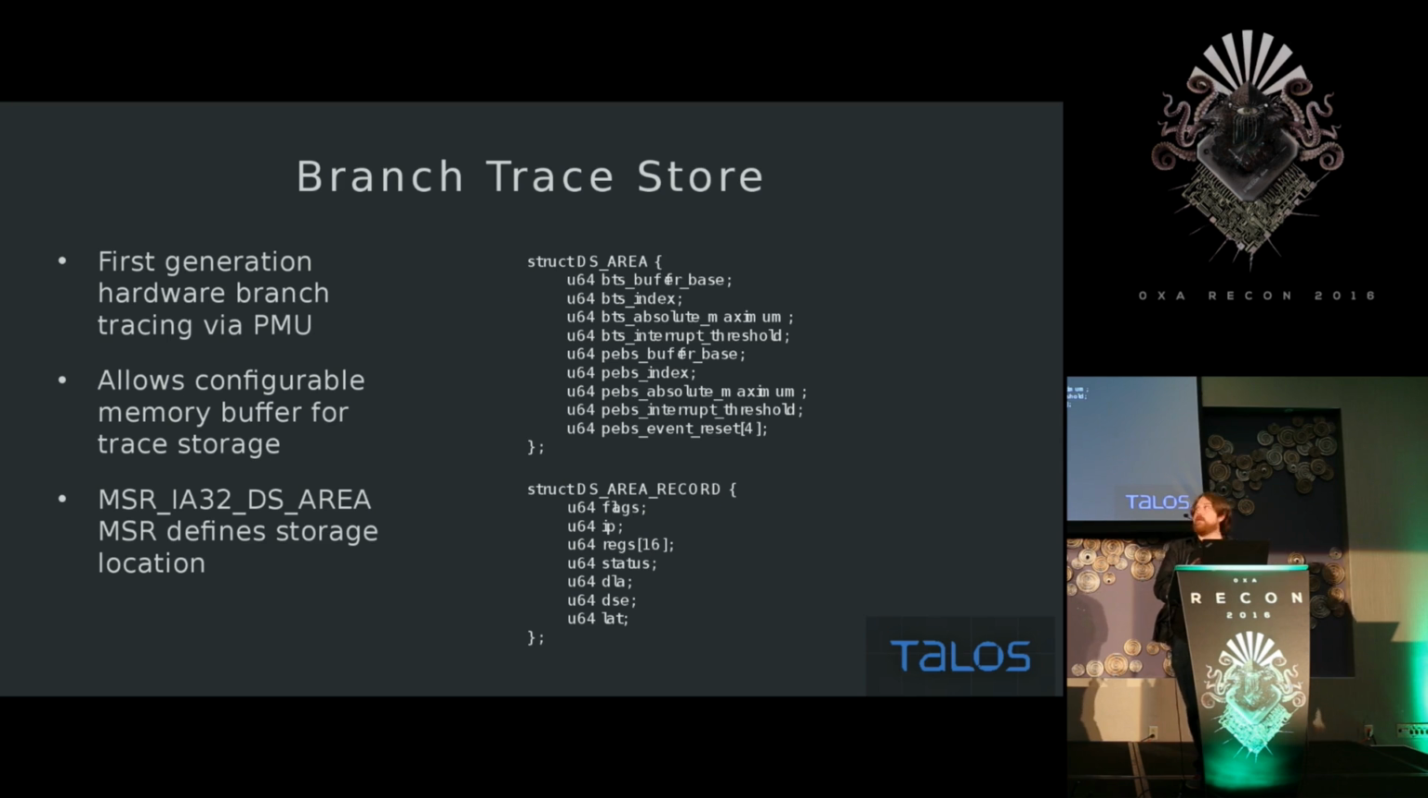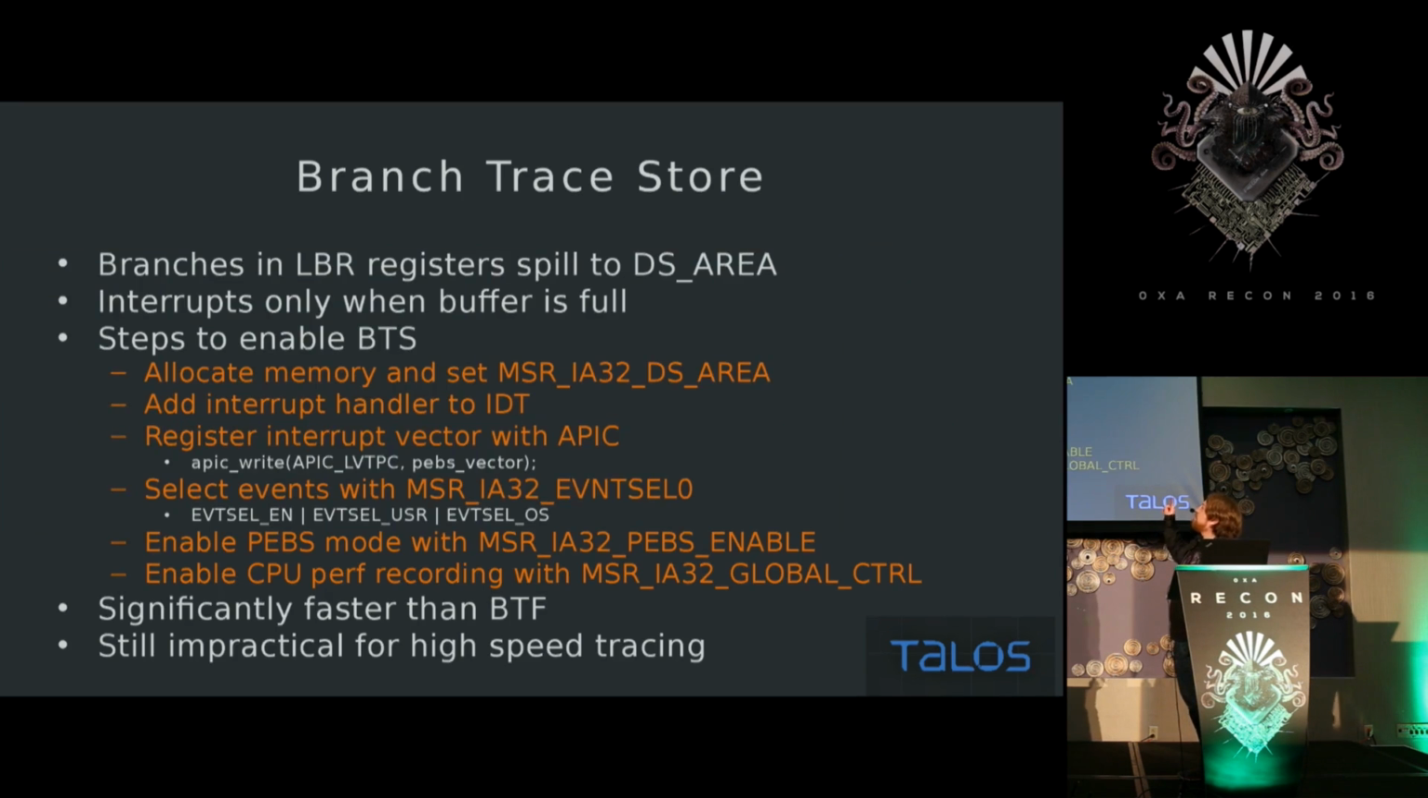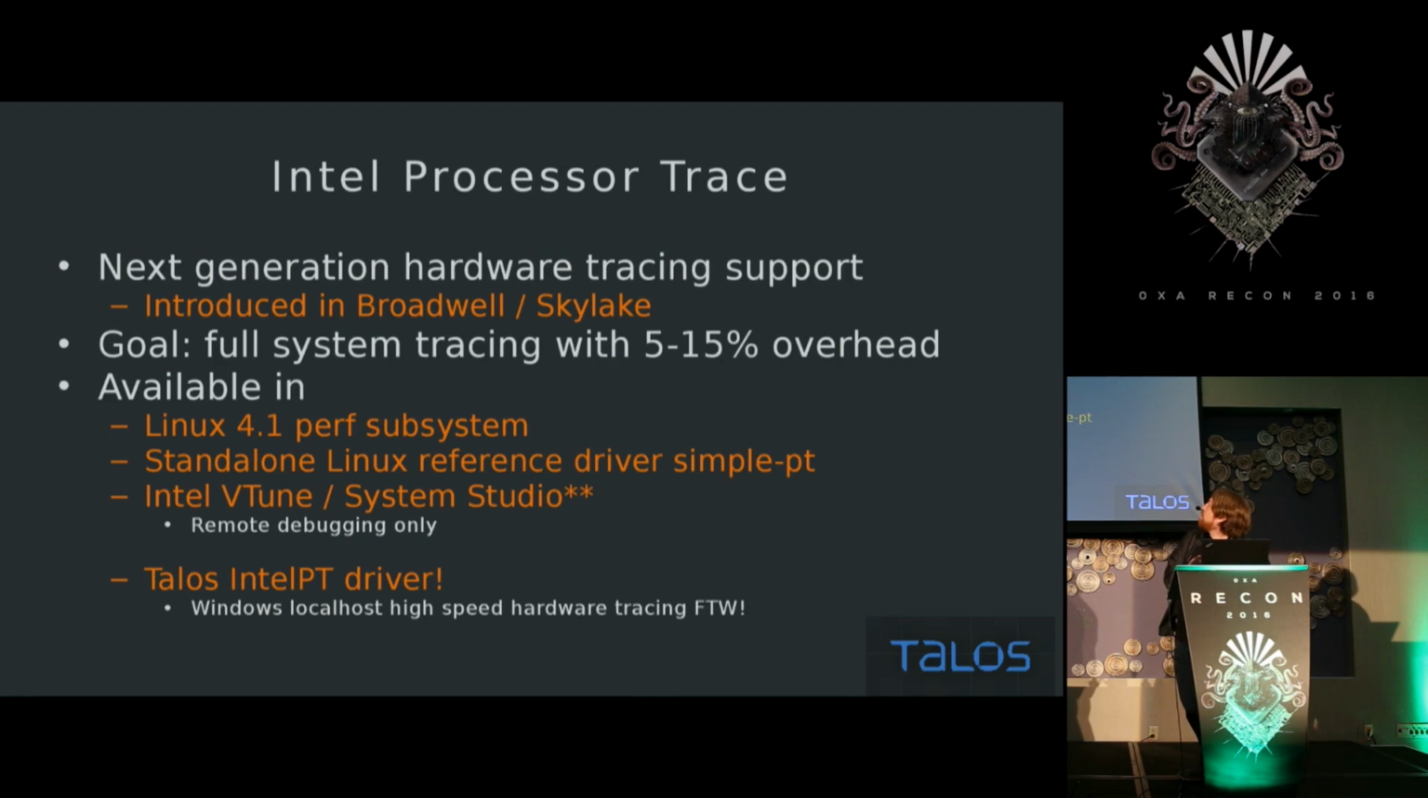Branch trace store essentially allowed you to pass a structure that says, here's the base of my buffer, how big it can be, and when I want to be interrupted to be told that it's full. And essentially the CPU would store this DS area record structure, which includes your IP address, all of your registers, context, and things like that, the flags and so on. So essentially every time you took a branch, it would be able to dump context into a buffer for you. Graphically, it looks kind of like this in the instruction pipeline. I ripped this slide off of somebody else, but it is a nice illustration.